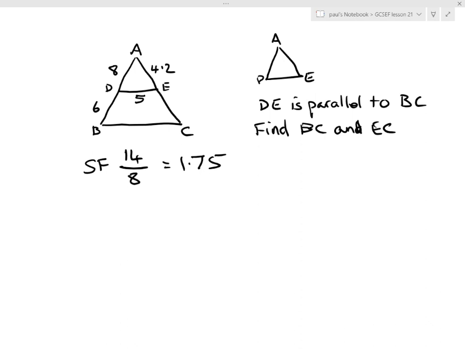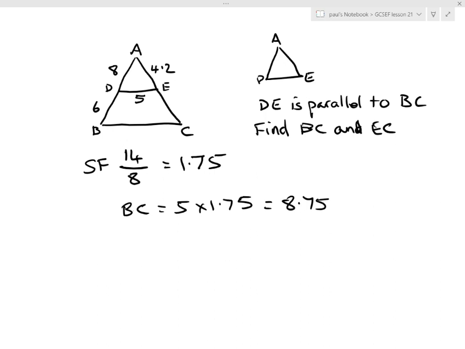Now, in order to find, what are we finding? BC, this one along the bottom, we're going to multiply this number 5. So BC equals 5 times 1.75, and that will equal 8.75. And what's the other one we're going to find?